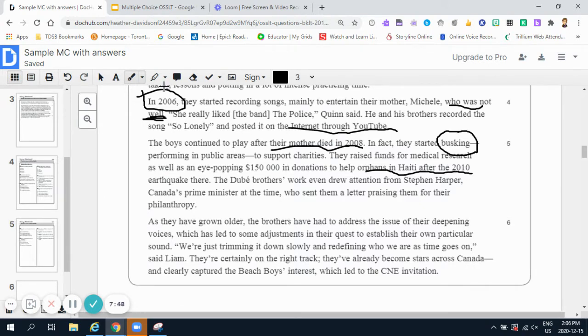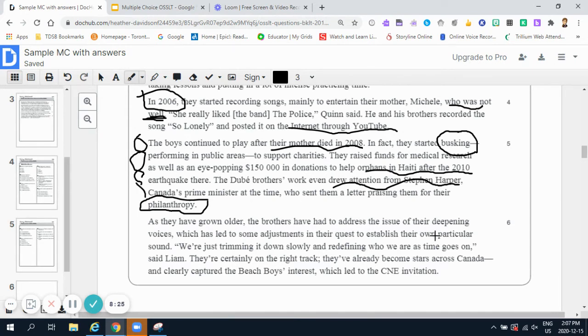If I had better pen skills, I might write something like, obviously they really care about helping people. That's like their major motivation, right? The Dubé brothers' work even drew attention from the then Prime Minister, Stephen Harper, Canada's Prime Minister at the time, who sent them a letter praising them for their philanthropy. I know the test is going to ask me about that. And from this paragraph, it all kind of connects to philanthropy. Okay, it all has to do with them reaching out and trying to help other people. And that's really what philanthropy is.